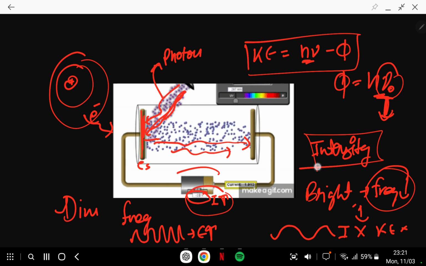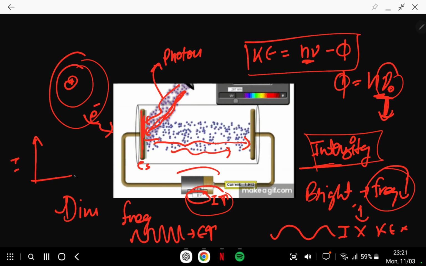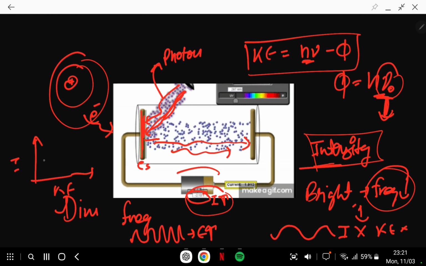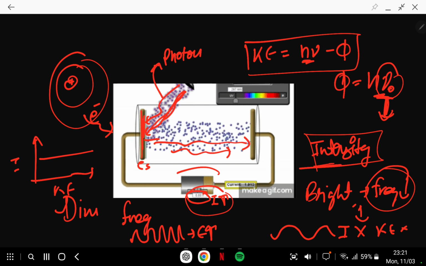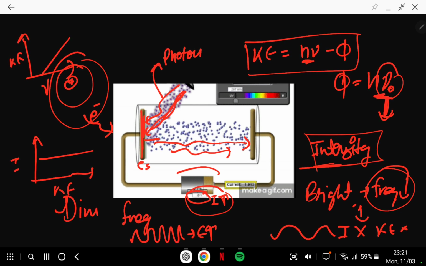Now, if you have to draw a graph between intensity and kinetic energy, it will be a straight line because it does not depend on the intensity of the light. And if you draw the graph between kinetic energy and frequency, it increases. When we increase the frequency, the kinetic energy of electrons increases. So this leads to a different phenomenon, also called quantum chemistry, which we will discuss further in the next videos. So this is all for the photoelectric effect.